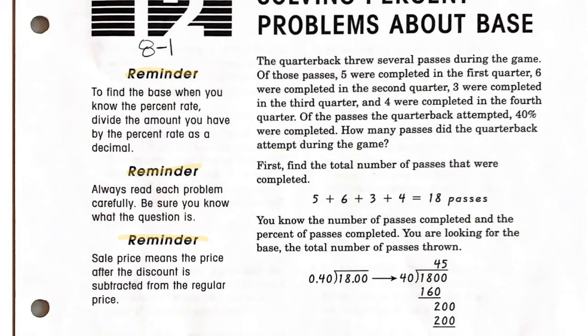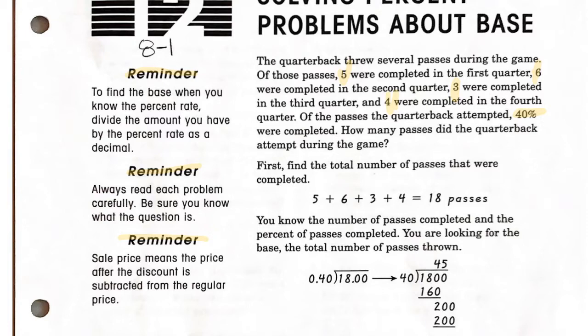So, the quarterback threw several passes during the game. Of those, 5 were completed in the first quarter, 6 in the second quarter, 3 in the third quarter, 4 in the fourth quarter. Of the passes the quarterback attempted, 40% were complete. How many passes did the quarterback attempt during the game?